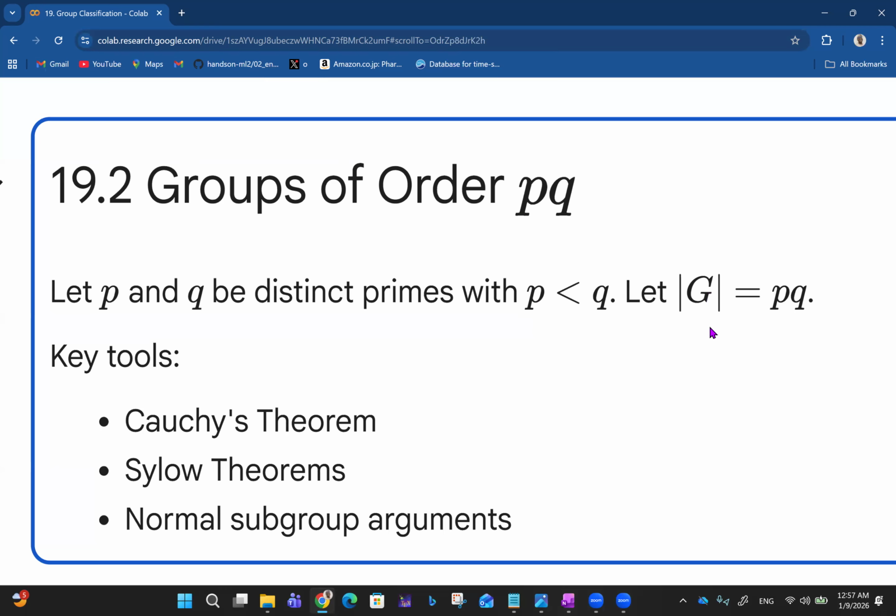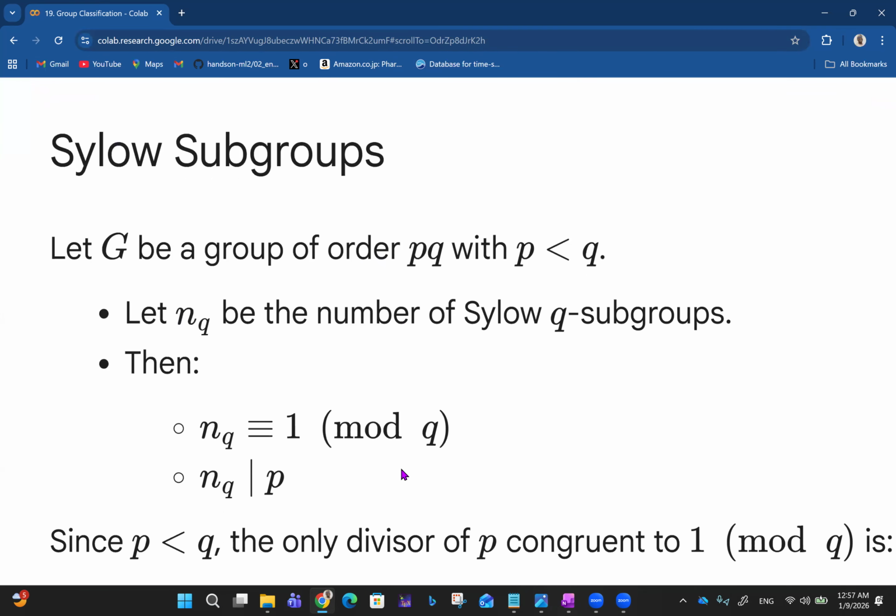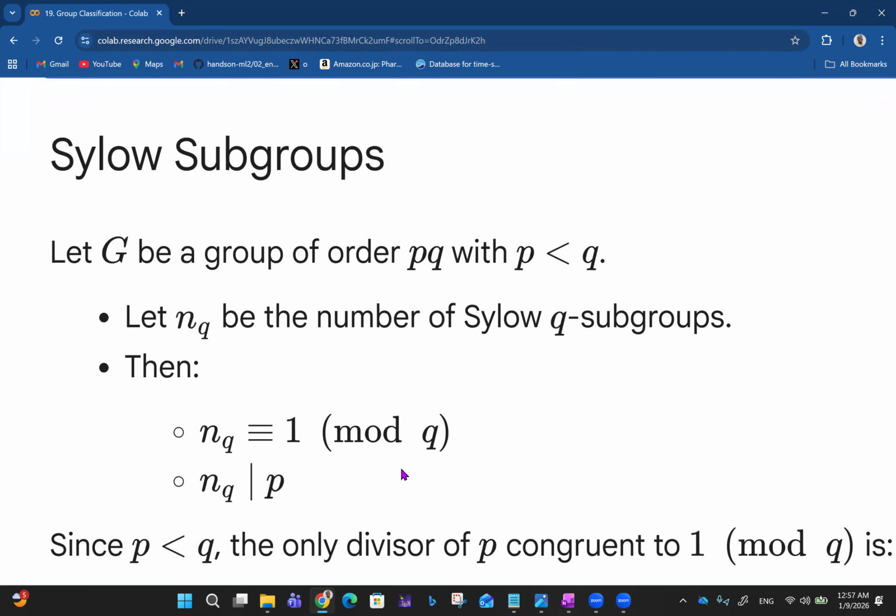So let the order of group G be PQ. We know that P is less than Q, maybe 2 times 3, for instance, that's 6 and so on. Then the key tools here are Cauchy's theorem, Sylow theorems, and normal subgroup arguments. Don't forget, Cauchy's theorem is the most fundamental form of Sylow theorems, like we saw in the previous video. Now, let's go ahead and talk about Sylow subgroups.